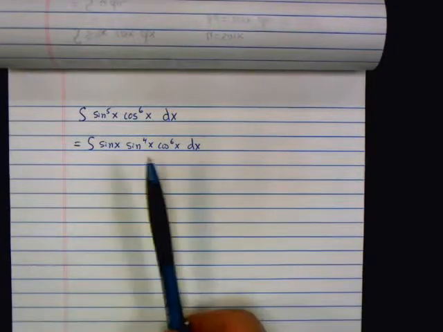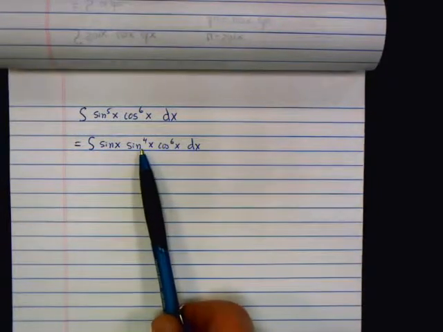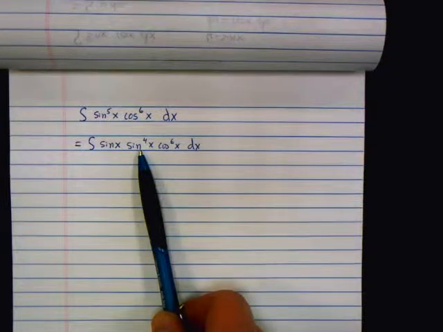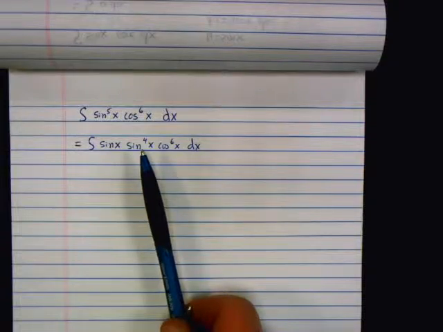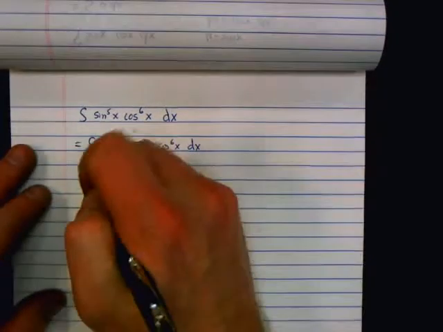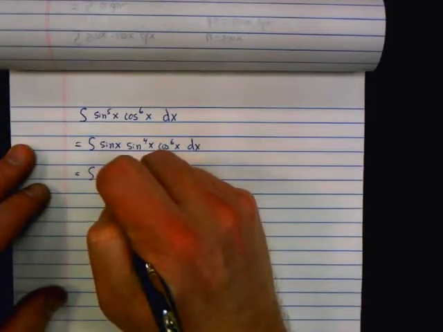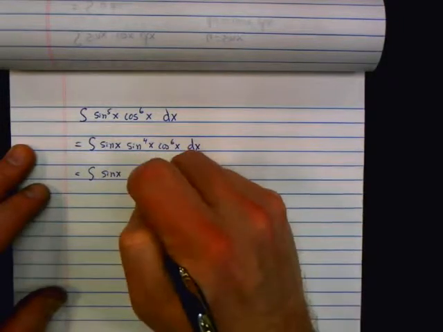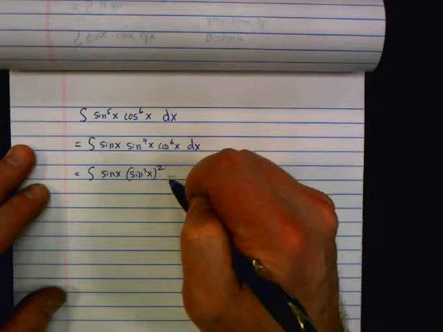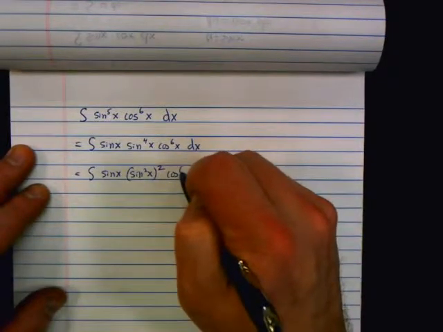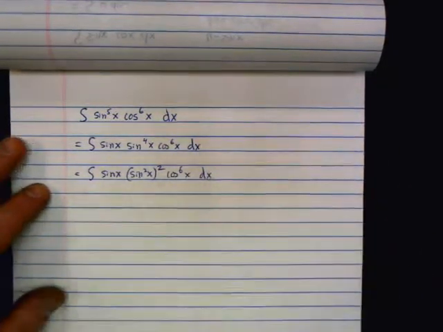Now we still have a problem. The problem is we still have to get rid of sine to the 4th. How do you get rid of sine to the 4th? It's cosine squared minus 1 squared. No. Close. Sine squared x squared. All right, so this is the integral of sine x, sine squared x squared, cosine to the 6th x dx.